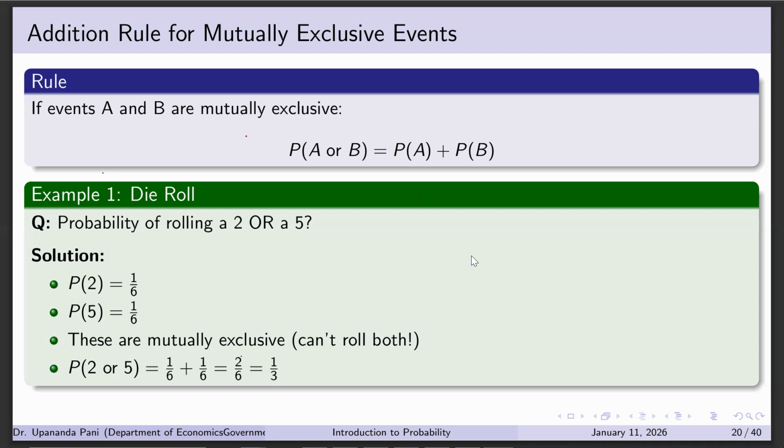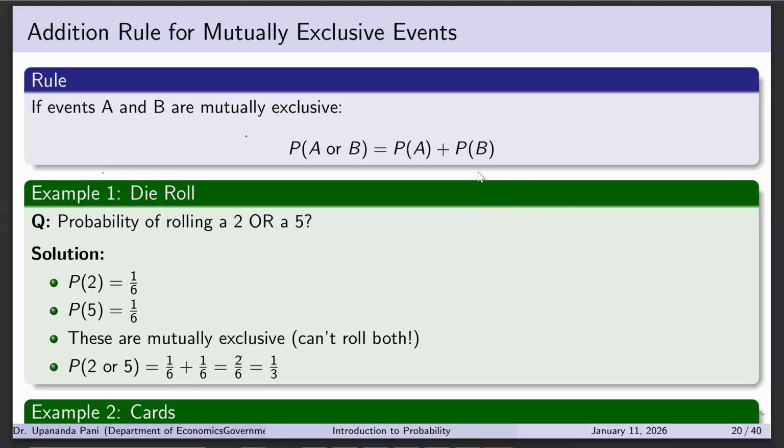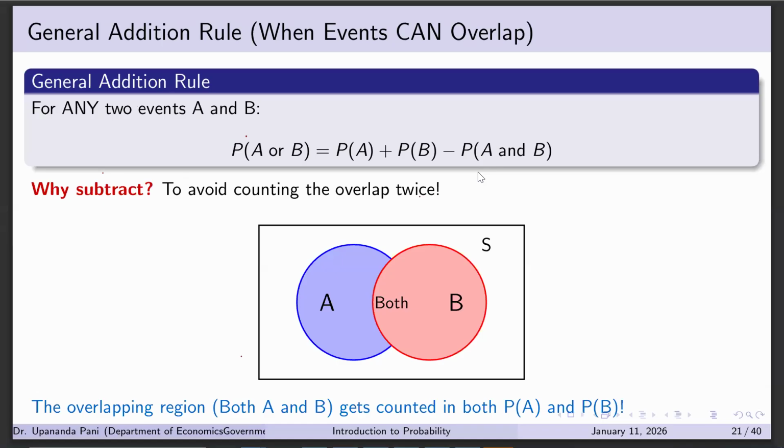So the probability of rolling a 2 or a 5: you simply add probability of A plus probability of B. Example number 2 will not go, so better we start with the general addition rule, when events can overlap.